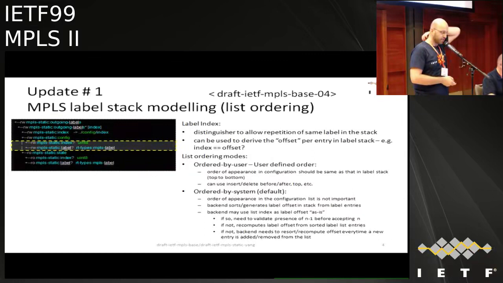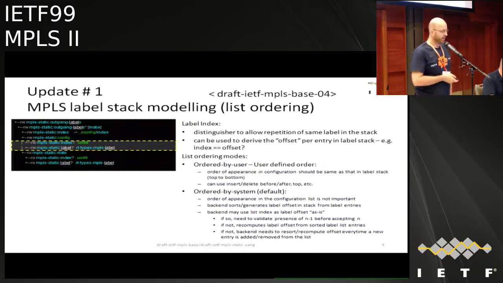Some are in favor of using the index as an offset. The issue with using the index as an offset is that if I configure an index number 2, there must be a check that a previous label at index 1 exists, because you can't place a label at offset 2 without having a label before that. So there is some additional verification that needs to be done if we do that.